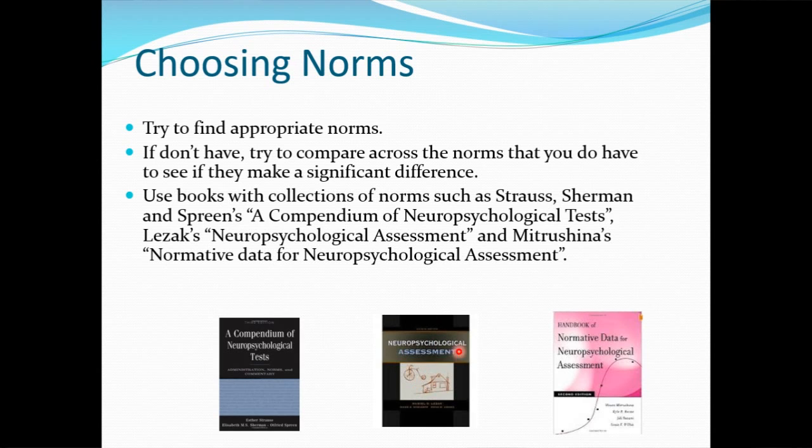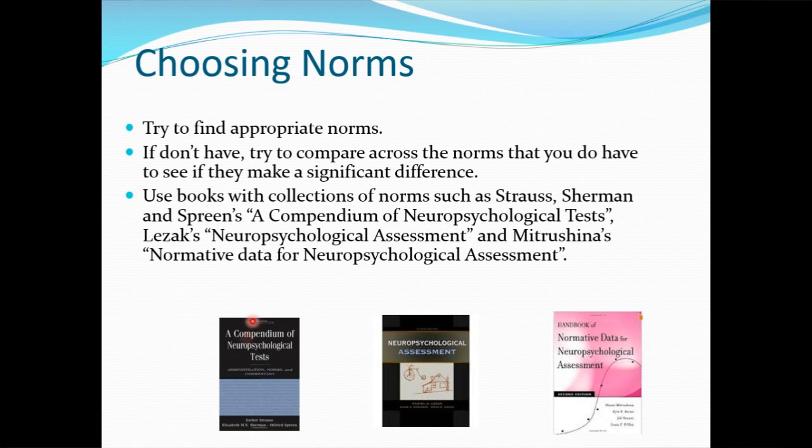Lezak, by the way, this is her fourth edition. You get a fifth edition now. So this is Lezak's book, Neuropsychological Assessment. This one, A Compendium of Neuropsychological Tests, is brilliant. It lists a whole lot of norms. And this one by Mitrushina, Normative Data for Neuropsychological Assessment, also has very useful norms in.